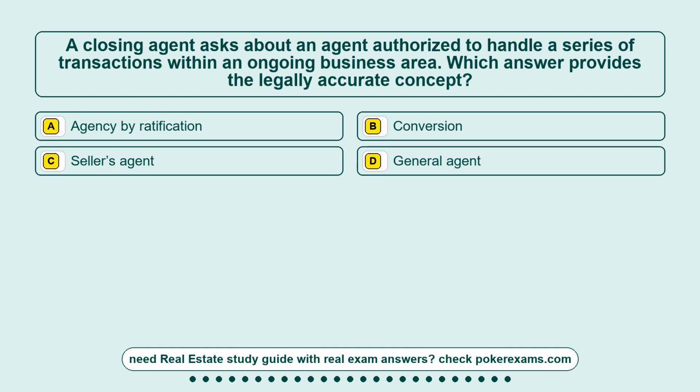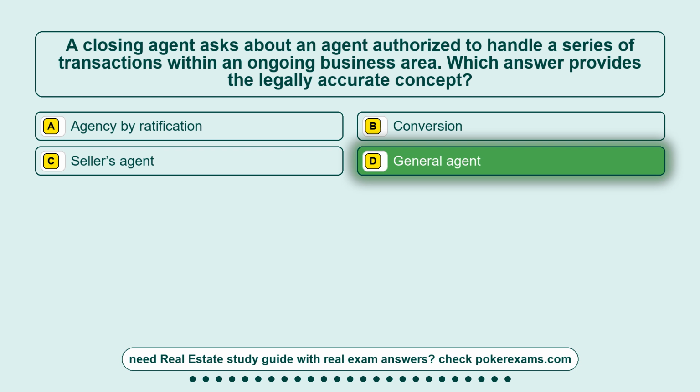Question 8. A closing agent asks about an agent authorized to handle a series of transactions within an ongoing business area. Which answer provides the legally accurate concept? Option A, agency by ratification. Option B, conversion. Option C, seller's agent. Option D, general agent. The correct answer is option D, general agent.